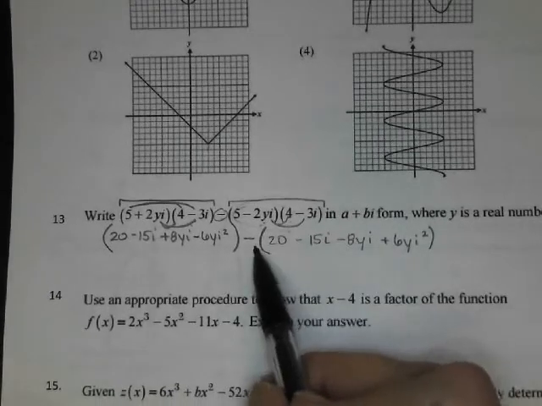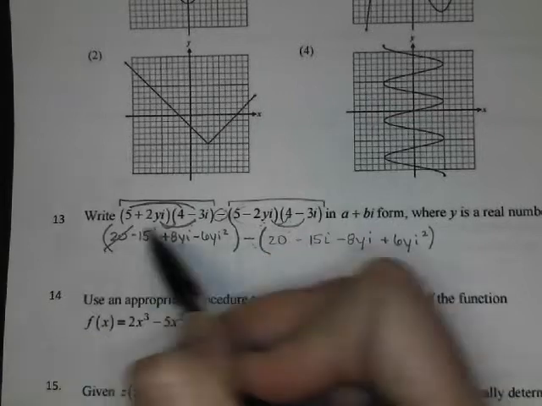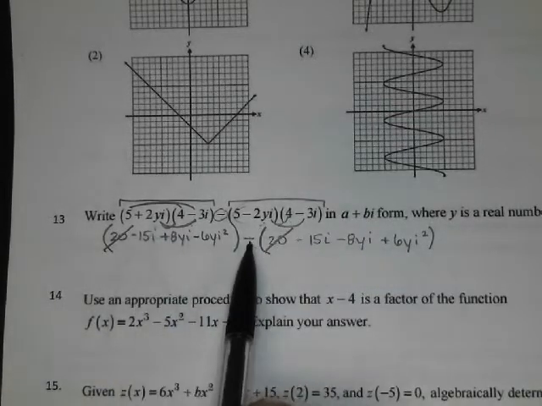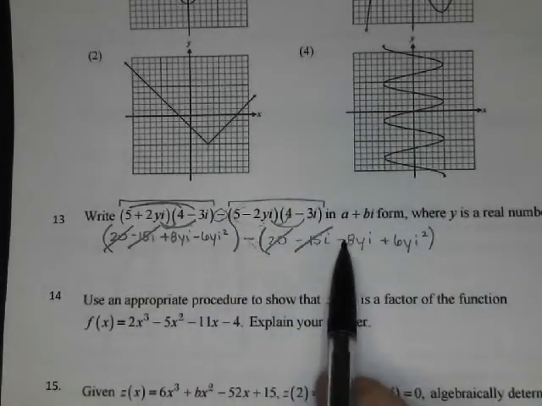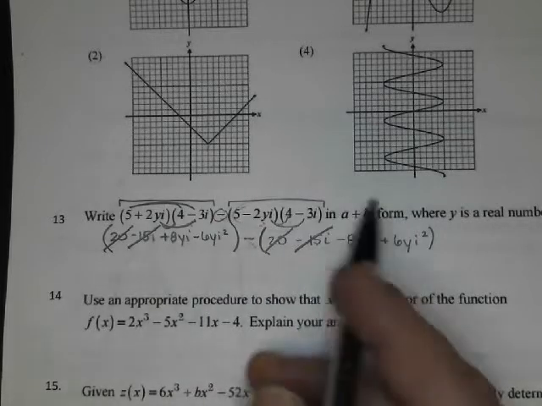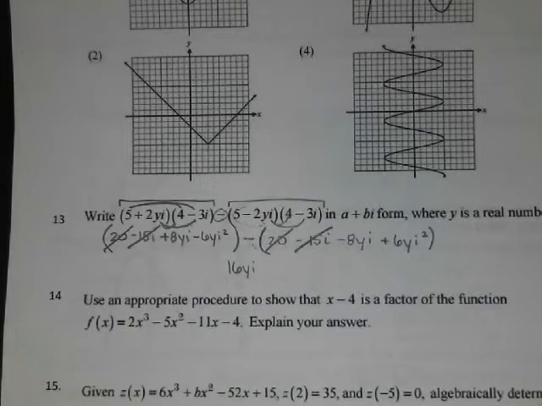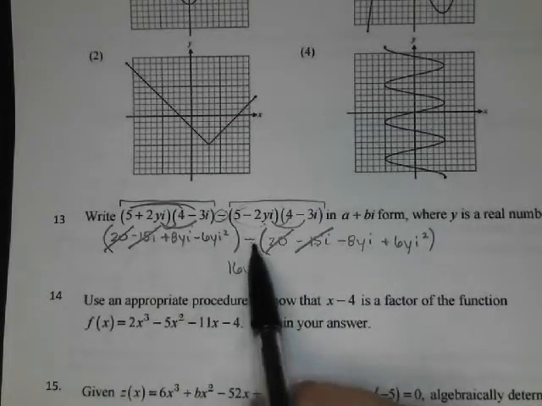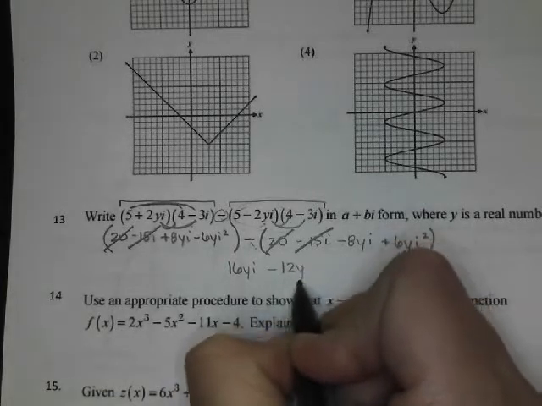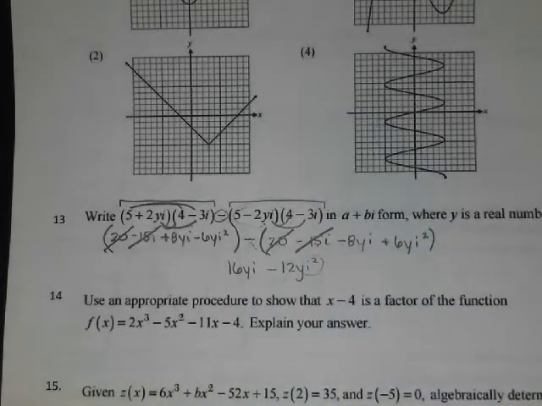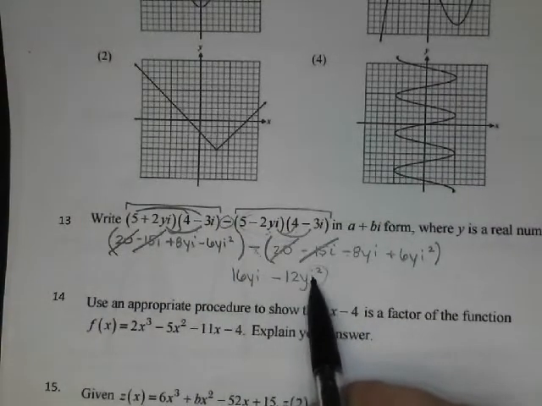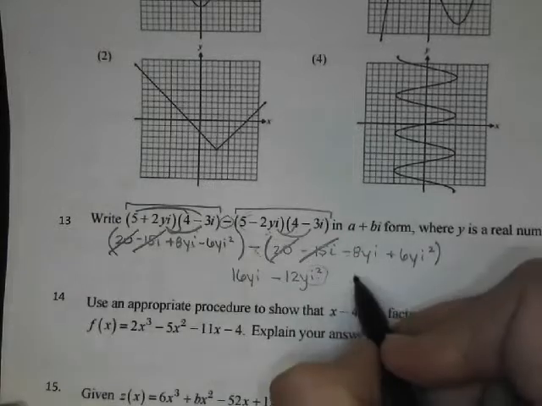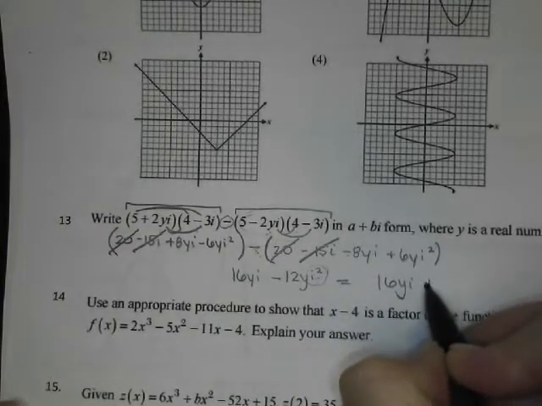So, now when we distribute the negative, 20 minus 20, gone. Negative 15i minus a negative 15i, gone. 8yi minus the negative is 8yi plus 8yi, which is 16yi. And then negative 6yi squared minus a 6yi squared is a negative 12yi squared. Can't leave i to a power in your final answer. You have to use those i cycles that we talked about. So i squared is negative 1. Negative 12y times negative 1 is going to change that to a positive 12y.